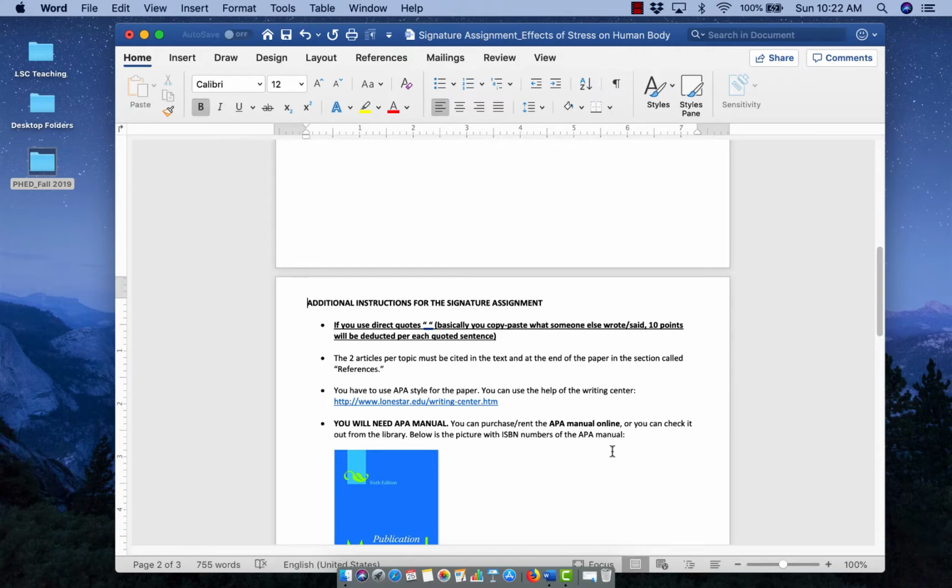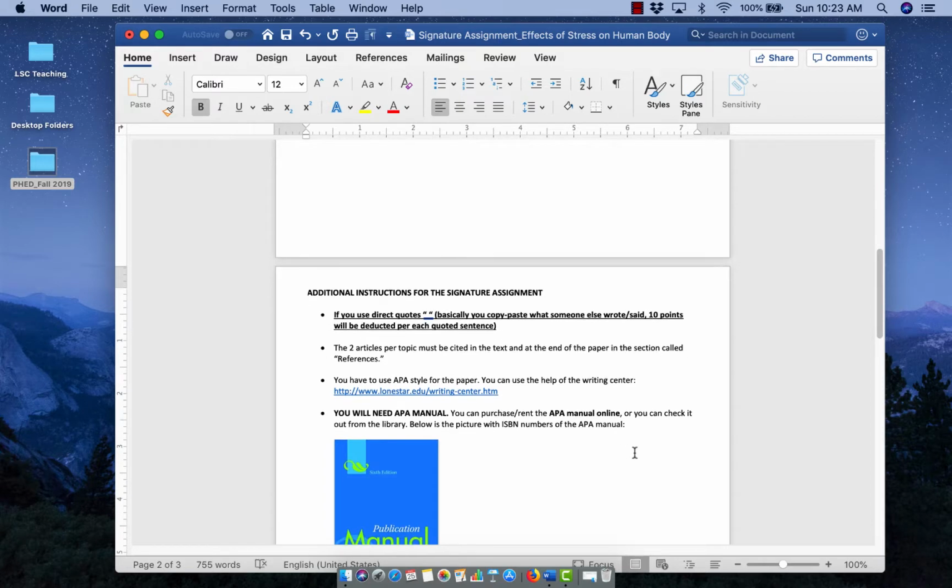So for each topic, you have to have a minimum of two in-text citations. Usually, as you write, you'll have way more than two because you need 2 pages per topic, but I need to see at least two.